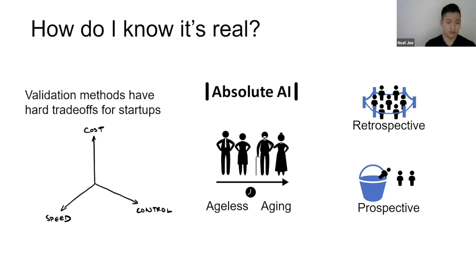All right, we talked a lot about samples, variables, big data, et cetera. So let's talk about how you can tell if something is real. So validation, which is the name of the game. It's important to remember that there are trade-offs in validation methods. Especially for startups, and as an investor, you always want everything, but a startup usually has to trade off between speed, cost, or control in order to validate the samples and the algorithms and whatever technology they're coming up with. So a company like Absolute AI, where they're trying to split the ageless from the aging populations, usually has two different ways of validating, using retrospective data or using prospective data. And there are pros and cons to both of these.